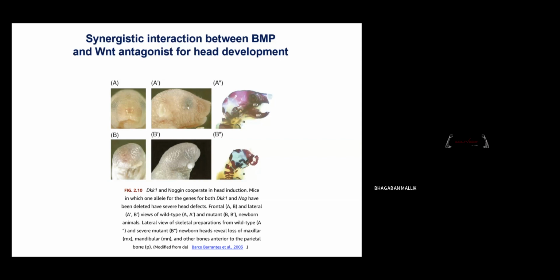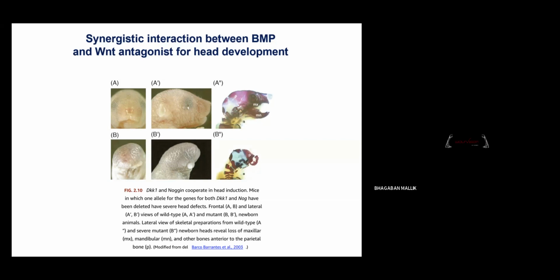But when you have a mutation in either of these two, like DKK1 mutation or noggin mutation alone, everything seems fine. But when you combine these two, one copy of DKK1 mutant and another copy of noggin mutant, you can see that those bones are missing in the mutant. So you don't have the formation of the maxillar bone or mandibular bones in this animal. That suggests that there is a synergistic interaction between the BMP and Wnt antagonists for the head development.